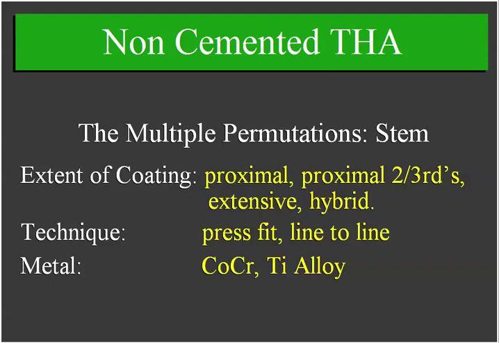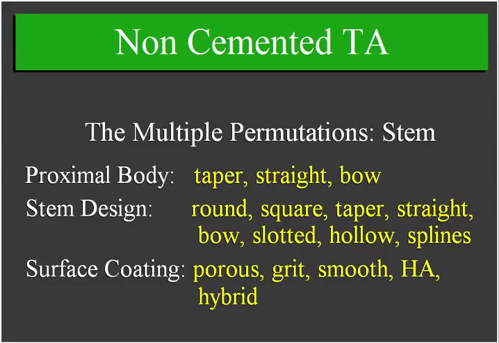Non-cemented implants, multiple permutations. The extent of coating can be proximal, proximal 2/3, extensive, hybrid. So there's proximal porous coating on the top, grit on the bottom. Technique: press fit, line to line. The metals are different. Titanium or cobalt chrome are usually the implants used. The designs are different in the bodies. There's tapers, straight, bowed. The designs can either be round, square, hollow with splines. The surfaces can be grit, smooth, HA, hybrid.